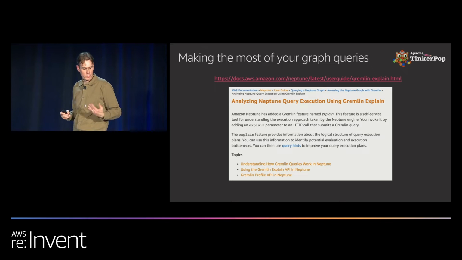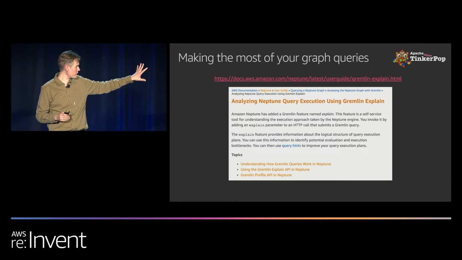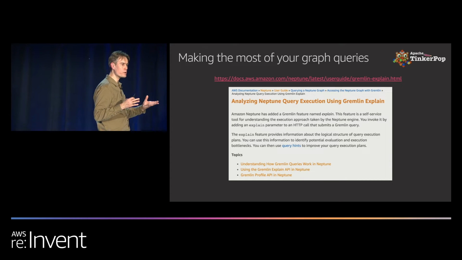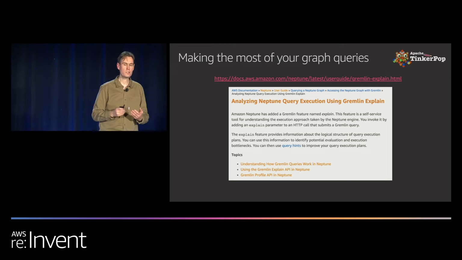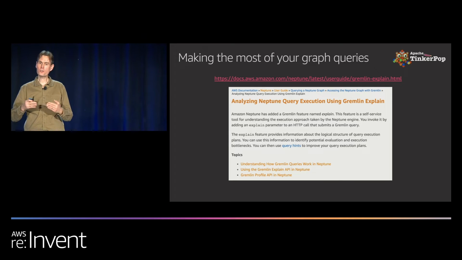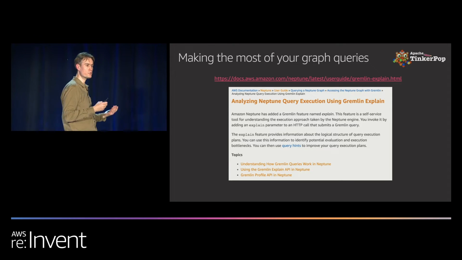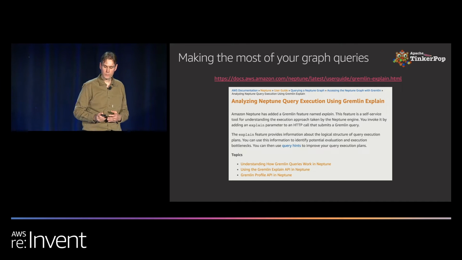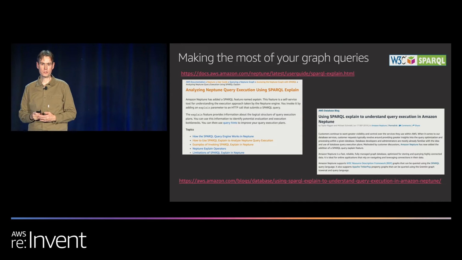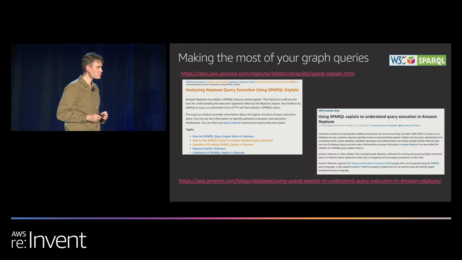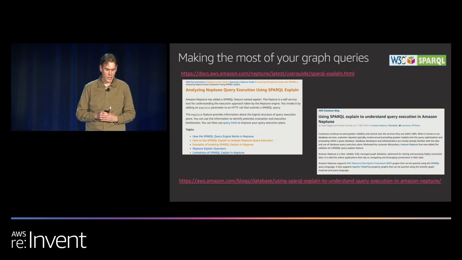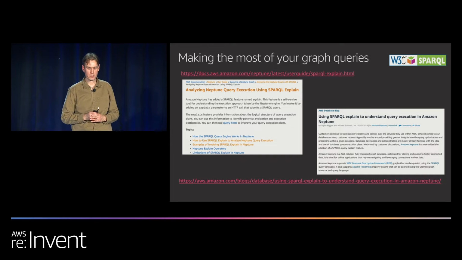So the first is Gremlin explain. And the link to the documentation is here for your reference. But it allows you to expose query plans that are specific to Neptune. So this is beyond what you could get from a Gremlin profile step. And you can look at those and understand how you might be able to adjust your query to make it run better. We also have a very similar feature for SPARQL. SPARQL query plans are exposed, and you have a REST interface to access them. There's both the link to the documentation as well as a blog post that we published recently.